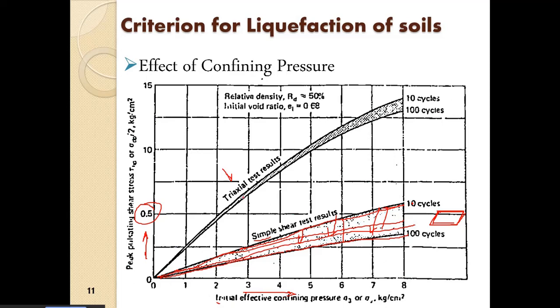Similarly, the triaxial test results were also obtained. Obviously the difference between numbers of cycle was not as large as in simple shear, but here also a similar trend was observed. With increasing confining stress, the pulsating stress that is required increases. In fact, 10 numbers of cycle and 100 numbers of cycle, everything lies in between. So this is a summarized plot of all the tests which have been done.